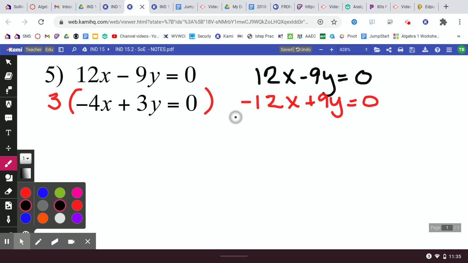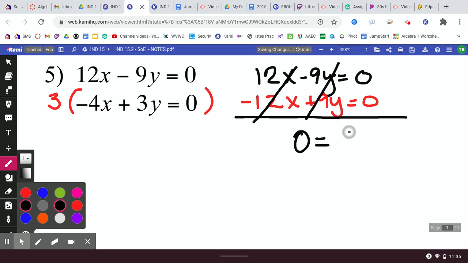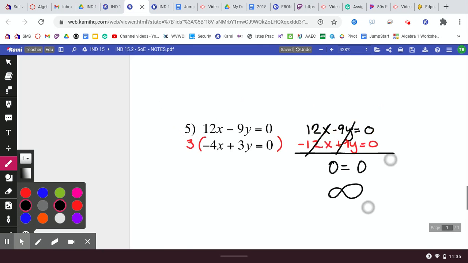Now that I've got my 12x and my -12x stacked on top of each other, I'm ready to reduce each column or combine all my like terms. 12x and -12x cancel out. That just so happens -9y and +9y also cancel each other out, leaving me 0. 0 and 0 on the other side is 0. So when you get 0 equals 0, what's my answer? Good, infinite.